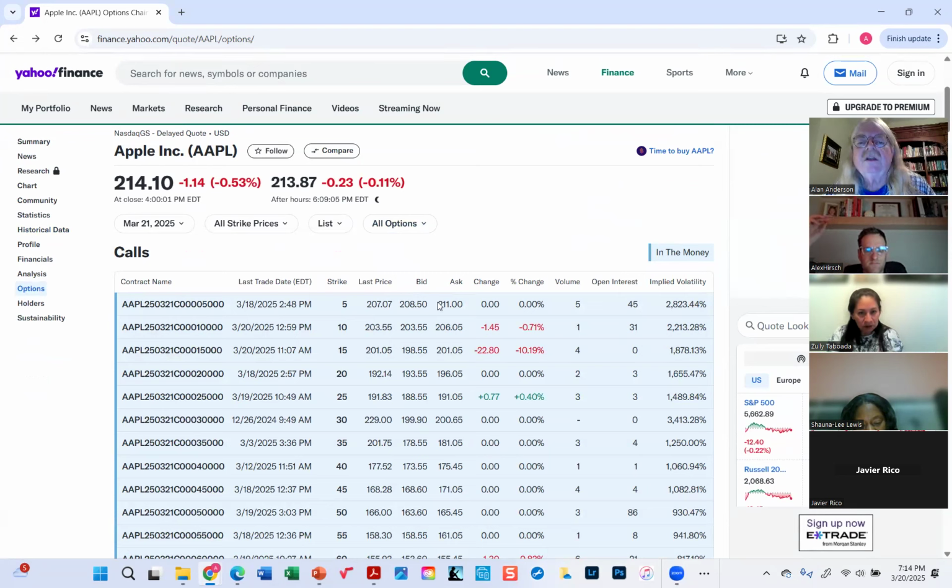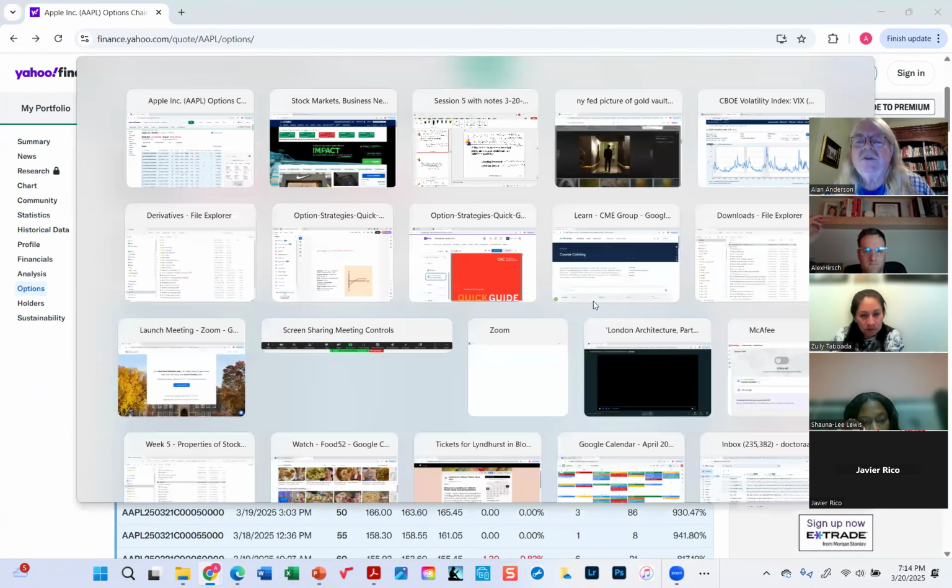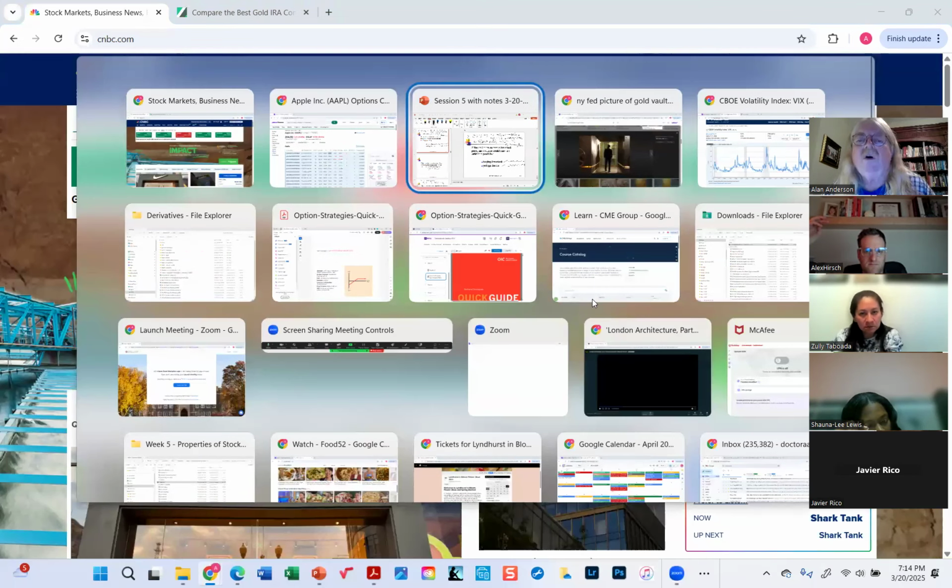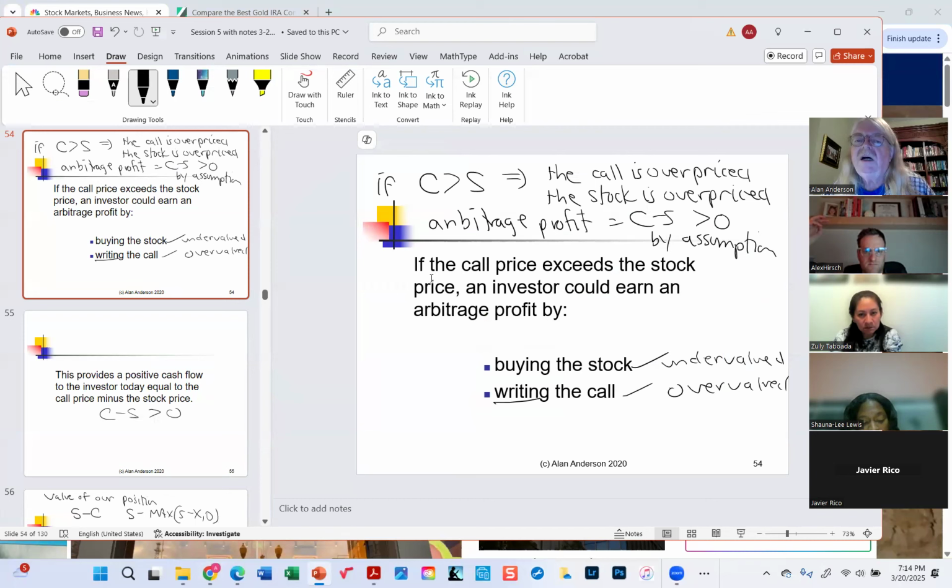Let's say you look in the Wall Street Journal and you say, wait a minute, the call price is at 215. That's more than the stock price. It's only 211 here, but what if it actually went up to 215 for some reason? Then you would do this. You say, listen, call is overpriced. The stock is underpriced. I'm going to buy the stock and sell the call.